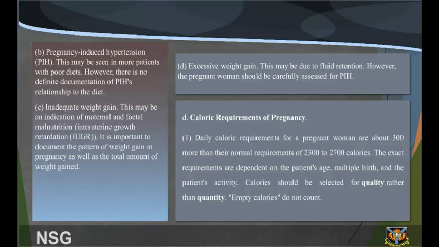Caloric requirements of pregnancy. Daily caloric requirements for a pregnant woman are about 300 more than their normal requirements of 2,300 to 2,700 calories. The exact requirements are dependent on the patient's age, multiple birth, and the patient's activity. Calories should be selected for quality rather than quantity. Empty calories do not count.